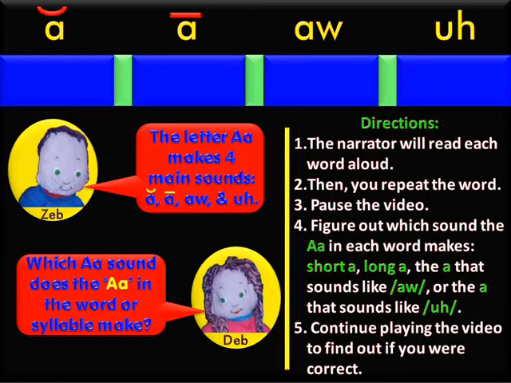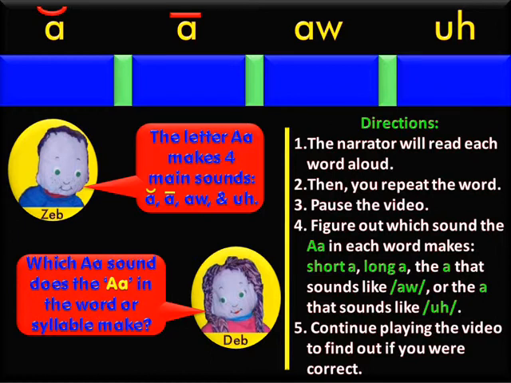Here's the directions. The narrator will read each word aloud. Then you repeat the word. After that, have your teacher pause the video. During that time period, you're going to figure out which sound the A in that particular word made. If it made the short A sound, then that word on the following screen will float up to the first slot. If the A in that particular word makes the long A sound, then the word on the next screen will float up to the second slot.